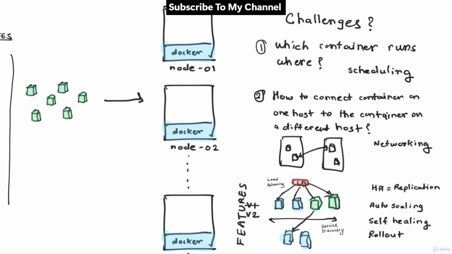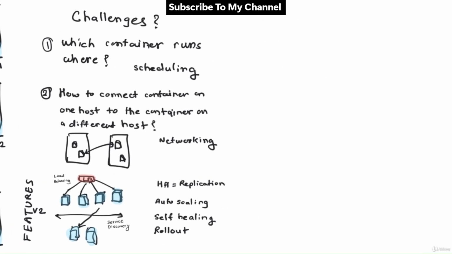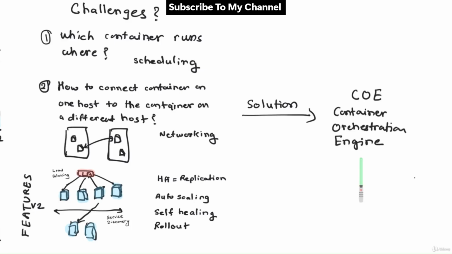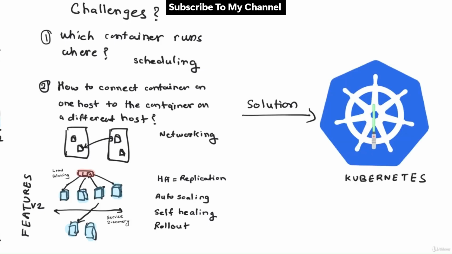And you also want to solve the problem of rollouts. How do you go from one version to another? And when you want to do that, you might want to define a deployment strategy. Let's say you do it in batches, one at a time, and so on. So your application rollout. All of these features would be desired in a production-like environment. And how do you set that up? As you might have guessed, the solution can be the container orchestration engine. And that's where Kubernetes comes in. And that's why you need Kubernetes.